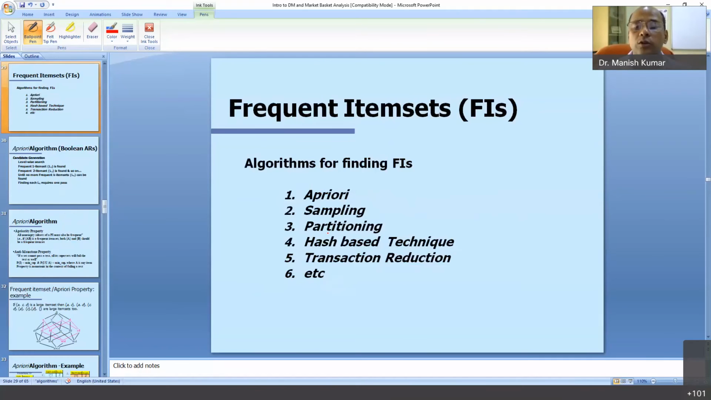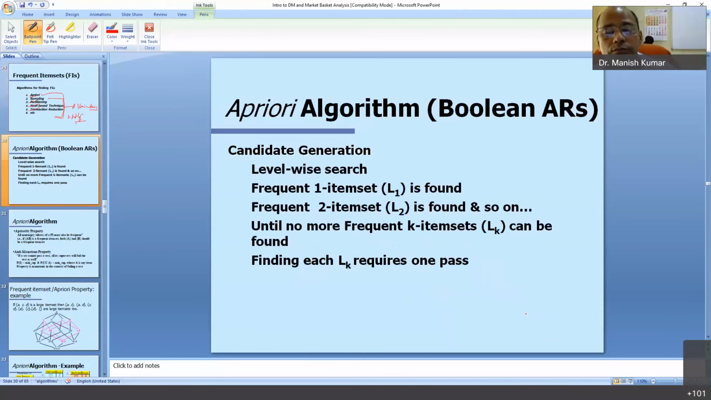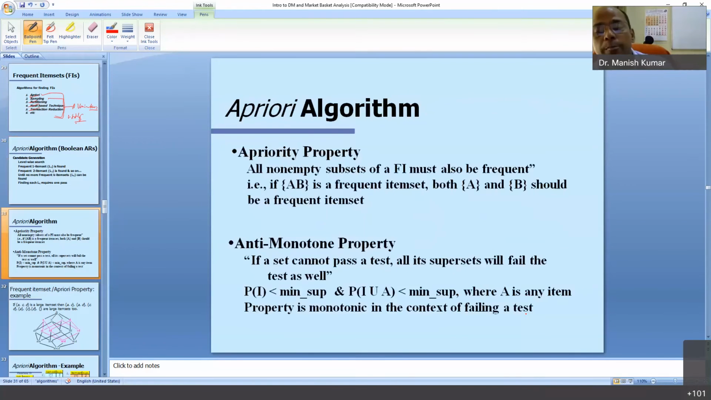As far as algorithms, we have algorithms like Apriori, which is actually a very important algorithm. Then there are some variations of Apriori, such as sampling, partitioning, hash-based transaction reduction, and there are so many variations. There are variations which talk about utility and all. Okay, so that is there in place. So I'm just moving to the algorithm part.